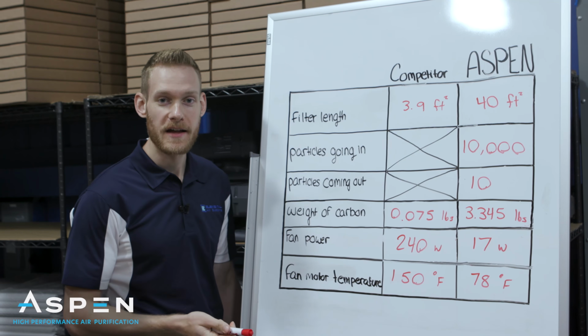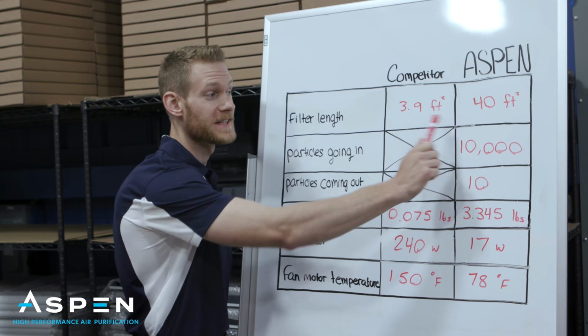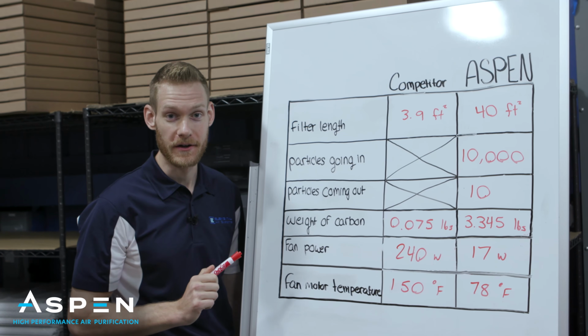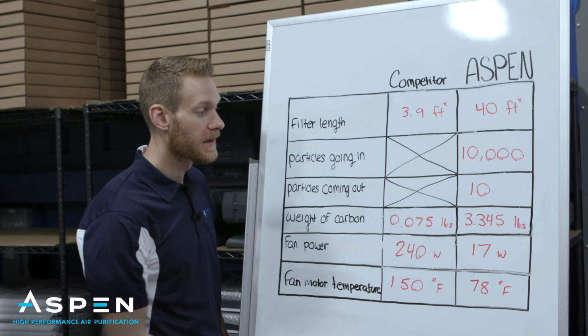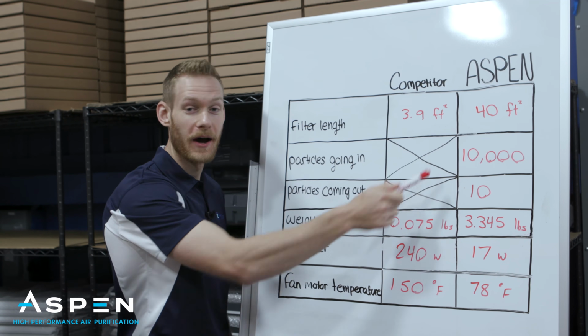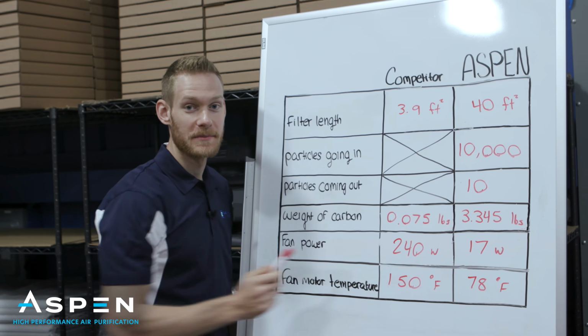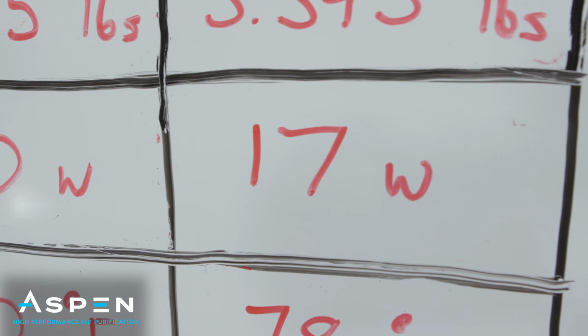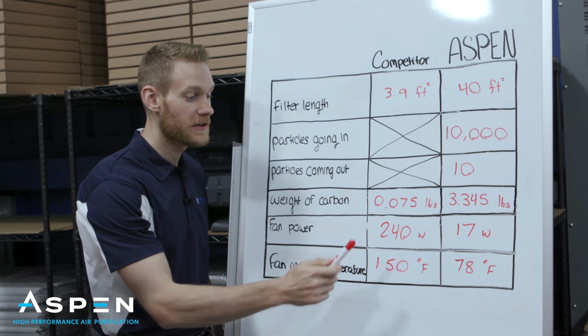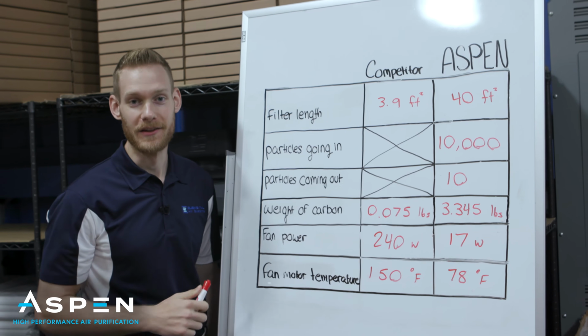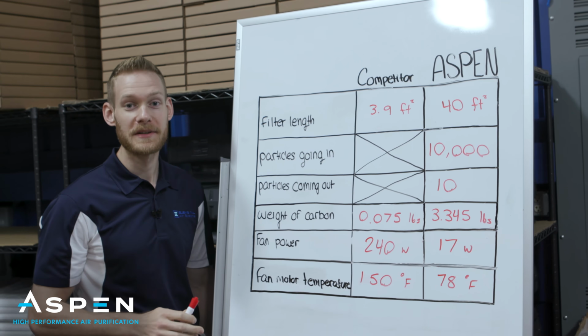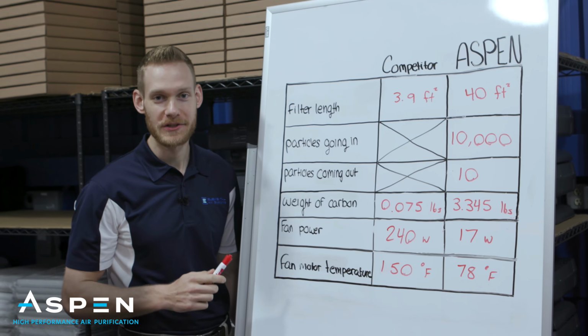So we can see that Aspen's filters have over 10 times the surface area of the filtration media. It reduces the particulate count 1,000-fold. It has over 45 times the amount of activated carbon. It draws a lot less power and it generates a lot less heat, so it's gonna last a lot longer. Aspen is the ultimate air cleaning machine for your home.